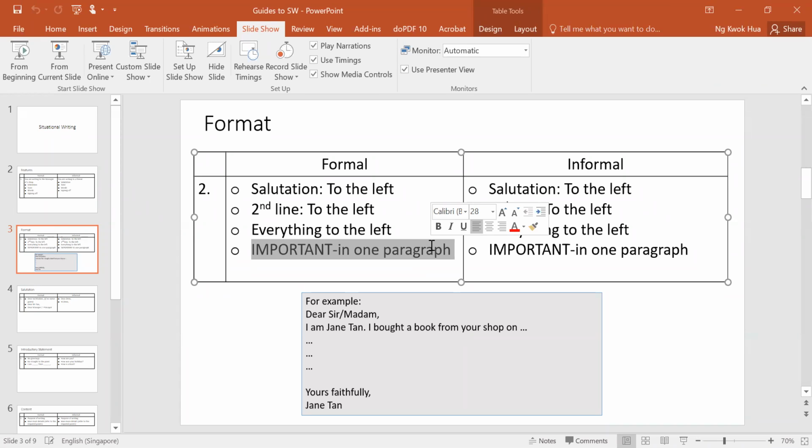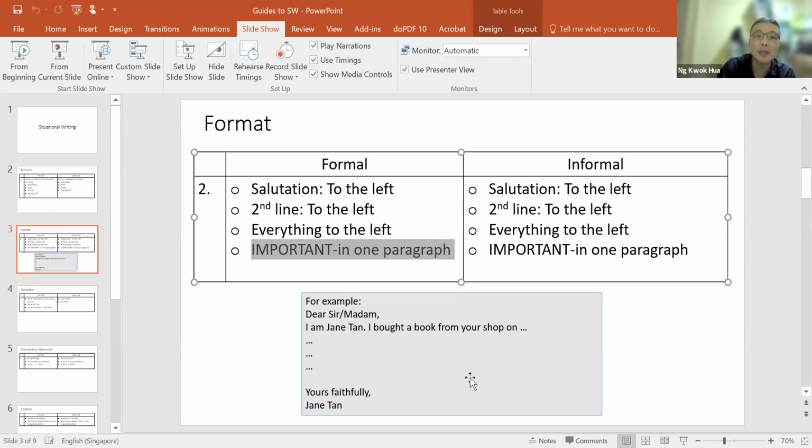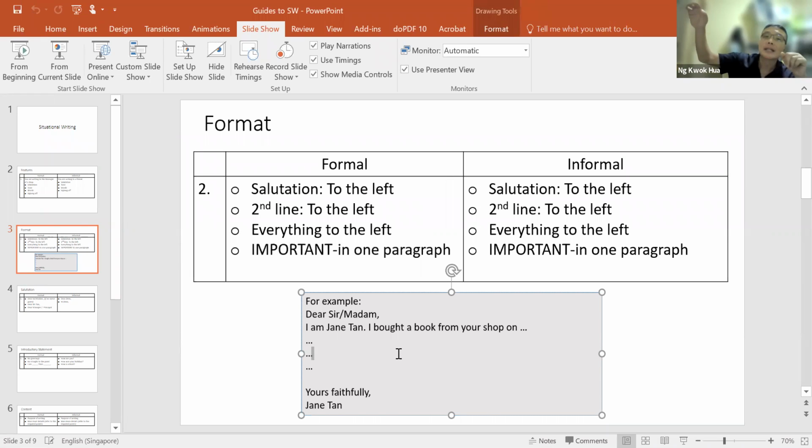Got it? Okay. So let's look further down below the table. I give a very quick structure. This is an example. So can someone tell me? Look at the gray box here. What is the writing in there? Is it a formal piece or informal piece? Can I have a volunteer to answer me? Jaden, can you tell me the writing in the gray box? Is it a formal piece or informal piece?